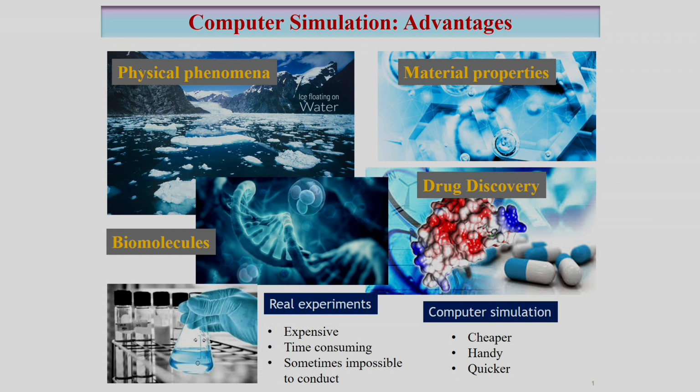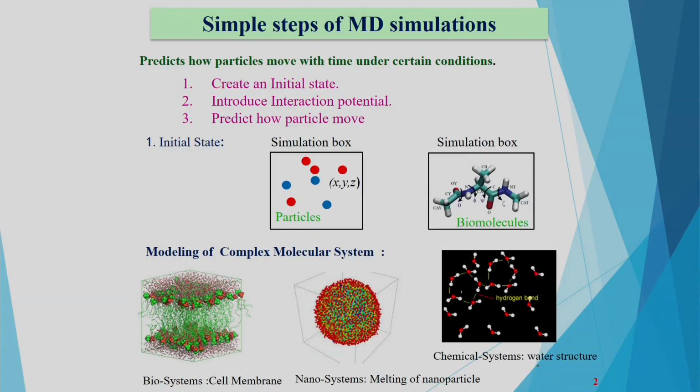We have emphasized this earlier and we are doing it again, that the real experiments are in principle expensive and they are time consuming, and sometimes they are too difficult to conduct. And of course, apart from the fact that they could have hazards and safety issues, whereas the computer simulations are cheaper, they are handy and they are quicker. So, in particular, let us focus on the MD simulations that we have been doing, and these MD simulations predict how particles move with the passage of time under certain conditions and under the influence of certain kind of potential or the forces that are derived from them.